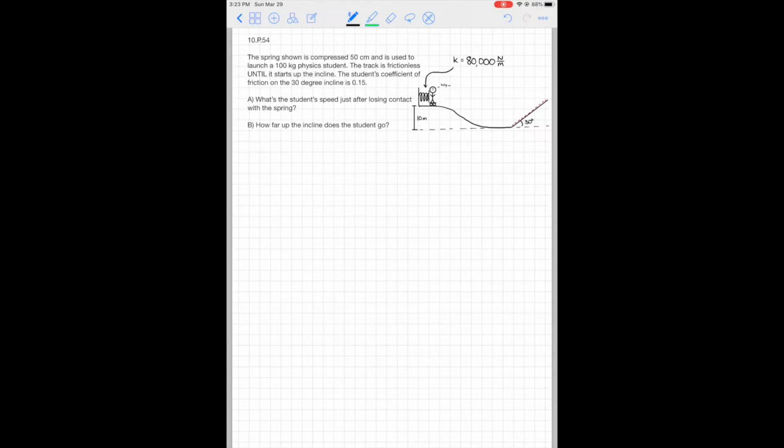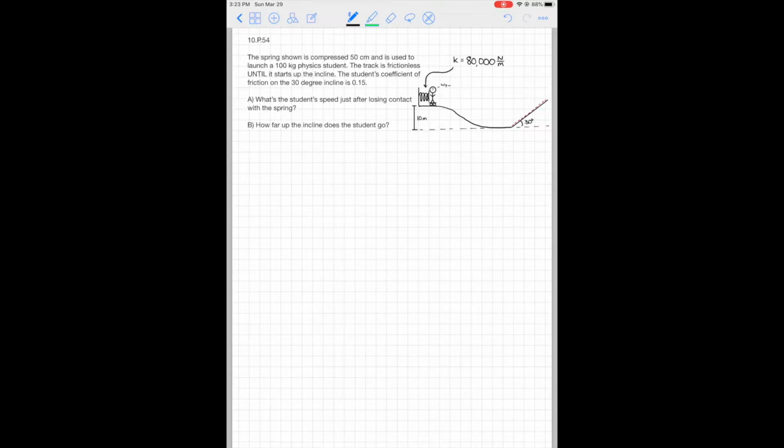this is on the order of the size of a spring constant for shocks on a car. Shocks on a car are about 100,000 newtons per meter, give or take. So this is a beefy spring.